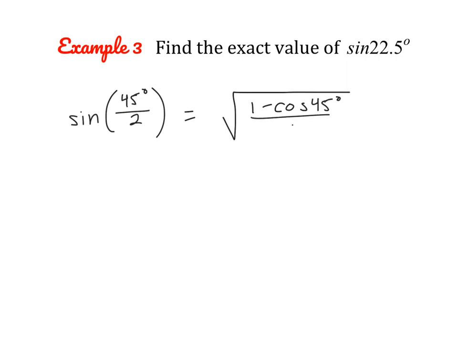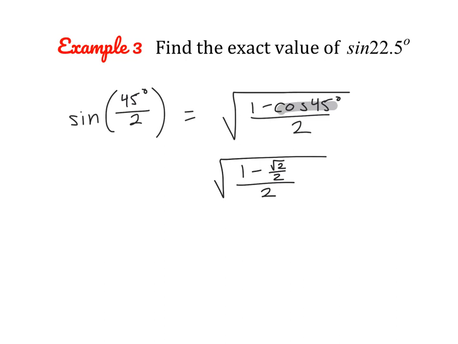degrees) all over 2. Notice here, there's no plus or minus sign, and there's specifically no minus sign because we know that 22.5 is in quadrant 1, and sine is always positive in quadrant 1. From here, all we need to do is simplify. Again, this is a value you should definitely have memorized. So we have (1 minus root 2 over 2) all over 2.